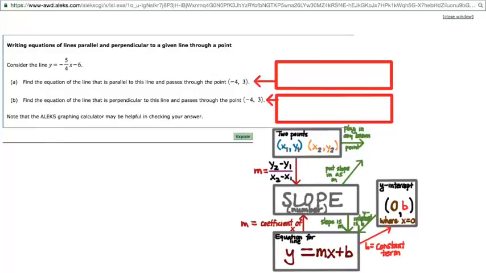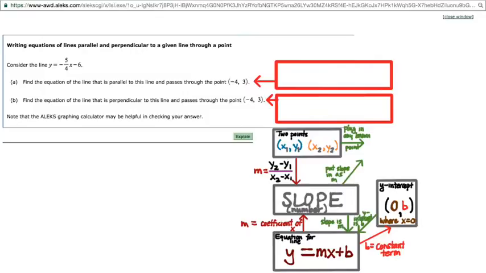So in this problem, we started by giving you an equation for a line, y equals negative 5 fourths x minus 6, and then asking you to produce an equation of a line that is either, depending on which one you worked on, parallel to that given line or perpendicular to that given line, and which passes through a selected point, negative 4, 3.